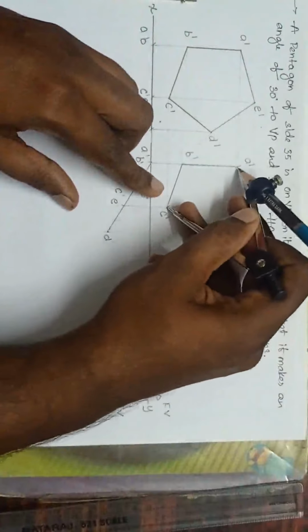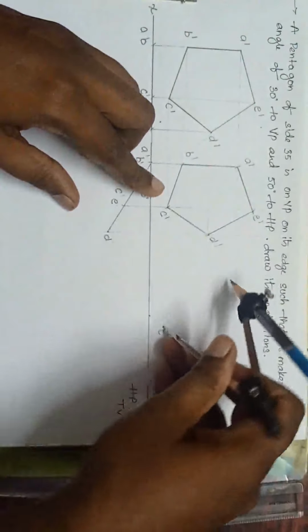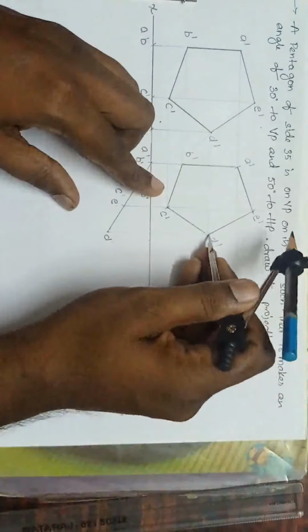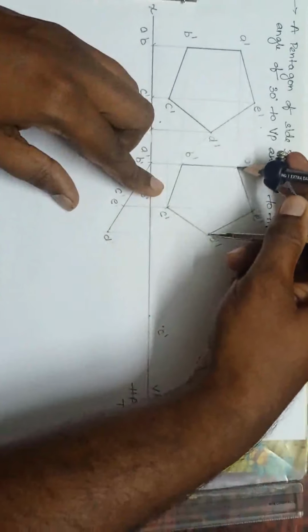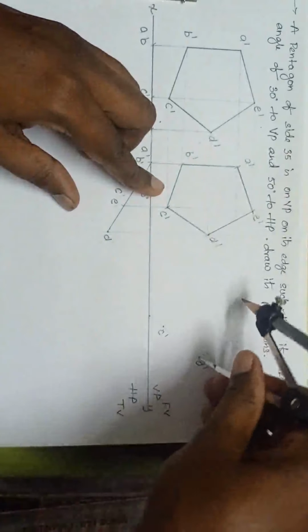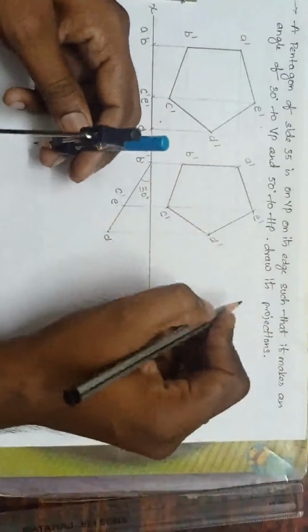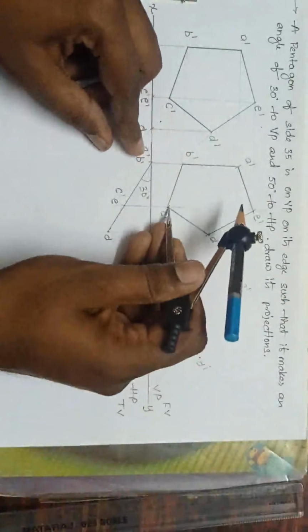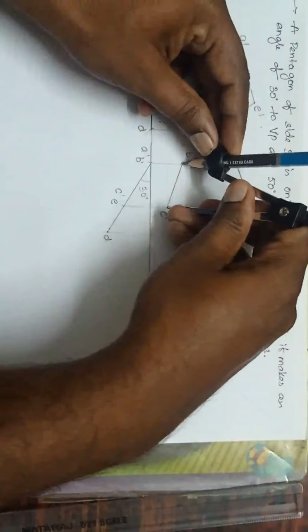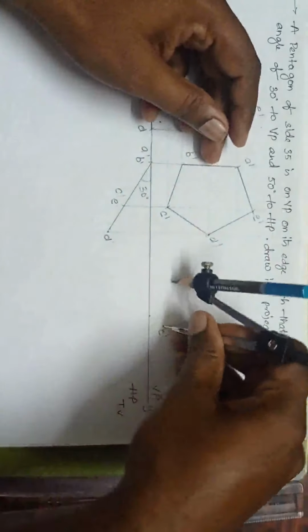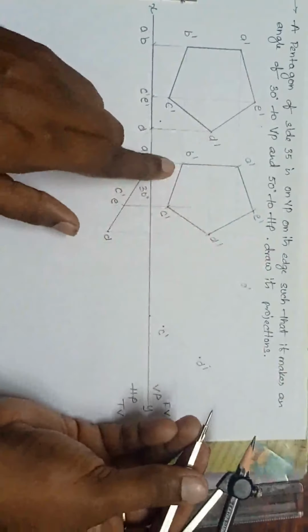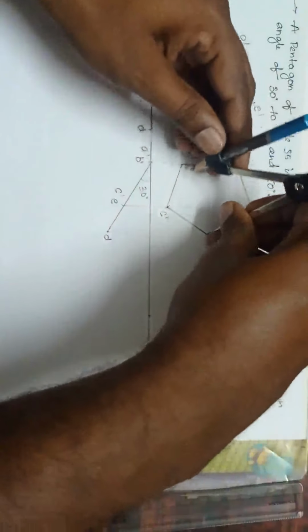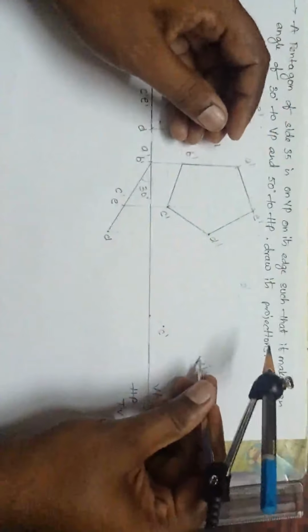First, I'll mark A dash. Take a radius C dash to A dash, C dash as center, draw the curve. Take a radius D dash to A dash, D dash as center, cut here. What will I get? I will get A dash. Over. Next, I want B dash. Take a radius C dash B dash, C dash as center, draw a curve. Next, take radius B dash D dash, D dash as center, cut here. I will get B dash.